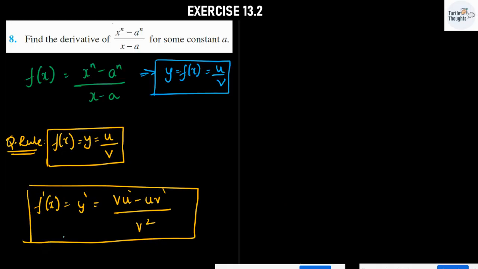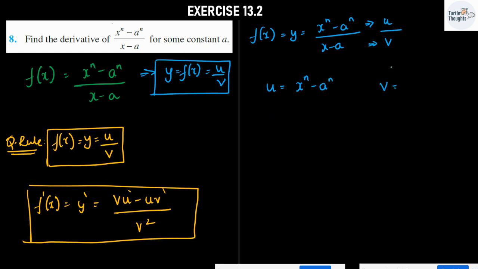I'll be taking the value of u, v, u dash and v dash. If f of x is taken as y, f of x and y are one and the same: x to the power n minus a to the power n divided by x minus a. This can be taken as u, this can be taken as v. I can write the value of u is x raised to the power n minus a raised to the power n. The value of v is going to be equal to x minus a.